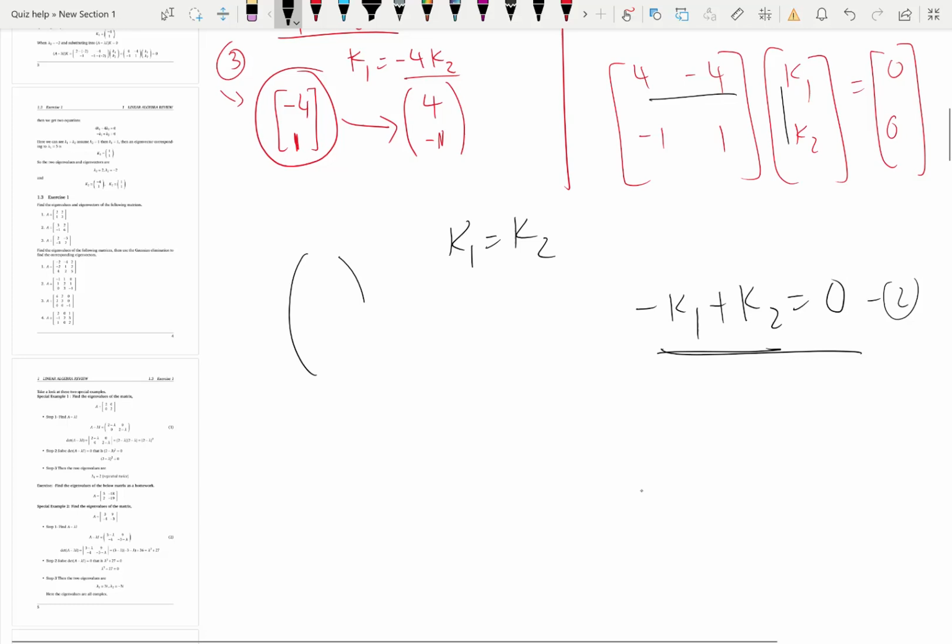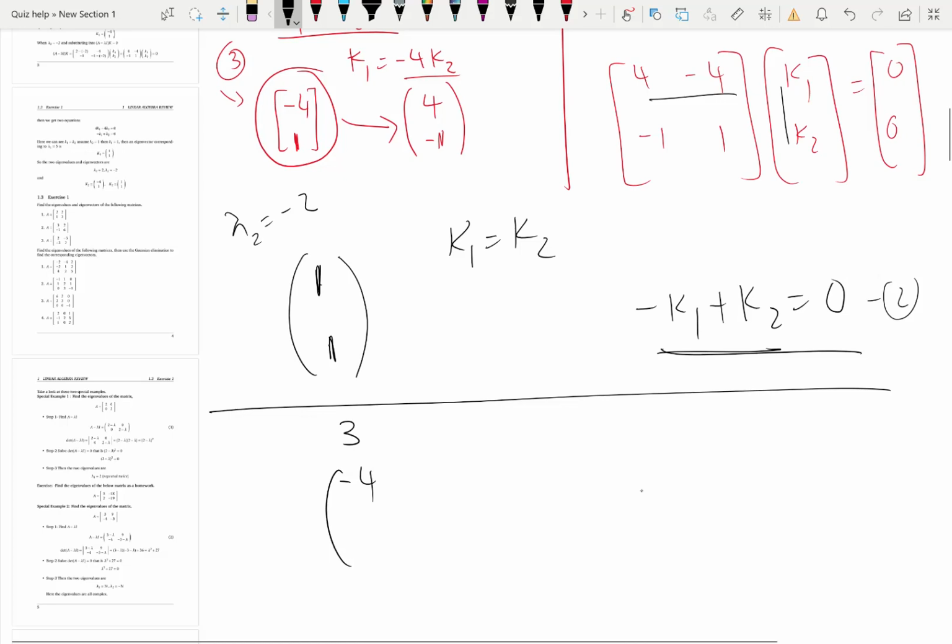Now what is the smarter choice for k2? Choose k2, then you get k1. Of course 1, right? 1, 1. When k2 is 1, k1 is 1. So this is the eigenvector corresponding to the eigenvalue -2. So let's write down neatly. Eigenvalue 3, the eigenvector was -4, 1. Eigenvalue -2, the eigenvector is 1, 1. So that is how you find eigenvectors.